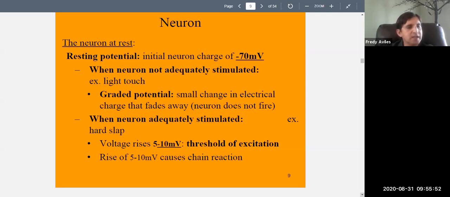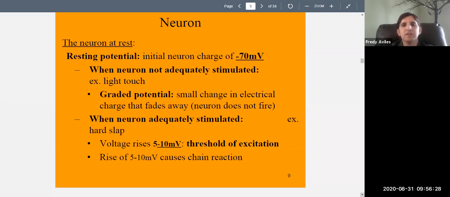The neuron at rest hasn't yet sent a signal, okay? So it is said to be at rest. It's not firing, it's not sending a signal. The important thing to note is that at rest, the neuron has what is called a resting potential, an initial charge of -70 millivolts. So the neuron that is not sending a signal, that is not firing, has an electrical charge, and it's a negative charge: -70 thousandths of a volt. That's the charge of a neuron when it's not sending a signal.